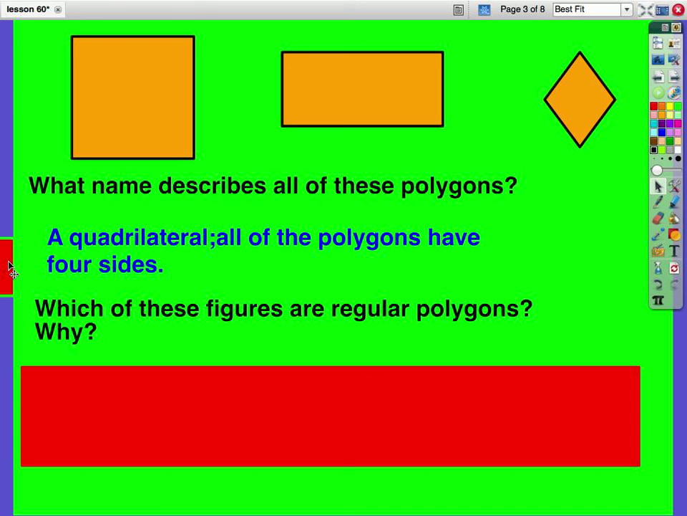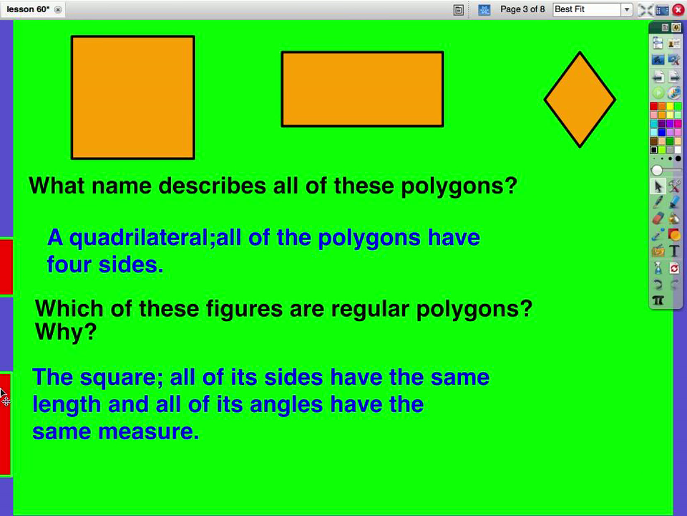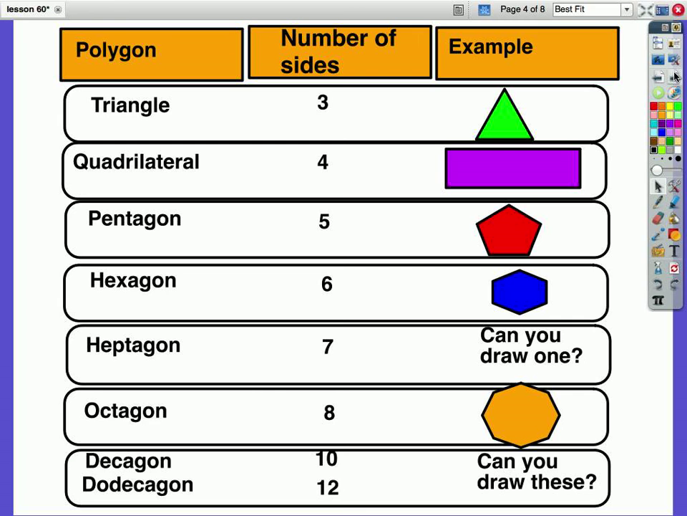Which of these figures are regular polygons and why? If you guessed the square, you would be correct. All of its sides have the same length, and all of its angles have the same measure. So we'll talk about that a little more as we move forward.